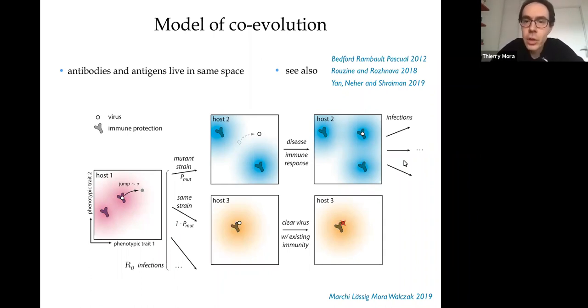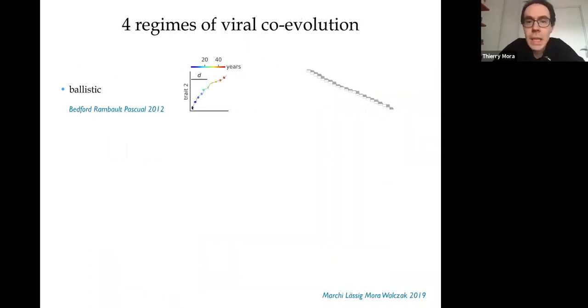So Jacopo Marchi, a graduate student, simulated this process. It's an agent-based model, and by simulating the process, he could recapitulate essentially the kind of evolutionary patterns I was showing in the very beginning, and we distinguish four different types of evolution, but it's really two. So one is what we call ballistic.